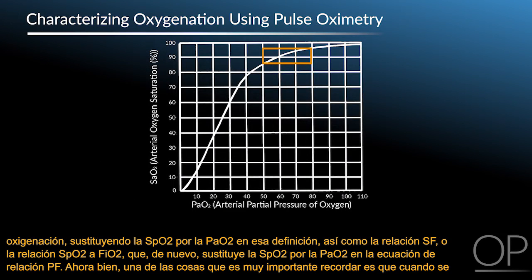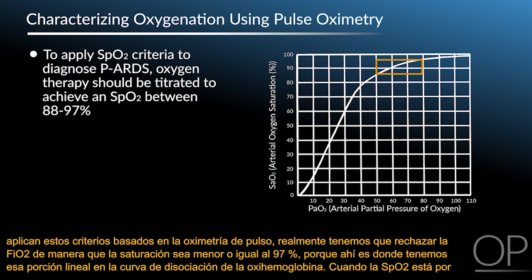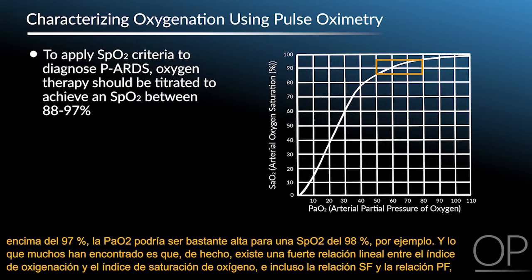Now, one of the things that's very important to remember is that when you're applying these pulse oximetry-based criteria, we really do have to turn down the FiO2 such that the saturation is less than or equal to 97%, because that's where we have that linear portion on the oxyhemoglobin dissociation curve. When the SpO2 is above 97%, the PaO2 could be quite high for an SpO2 of 98%, for example.